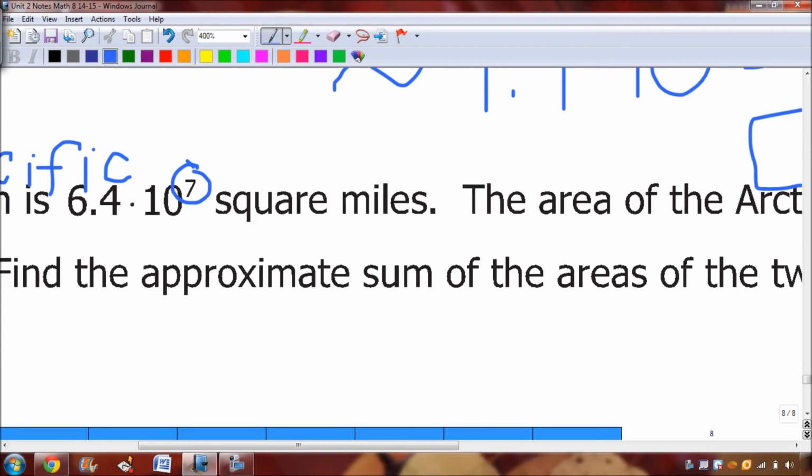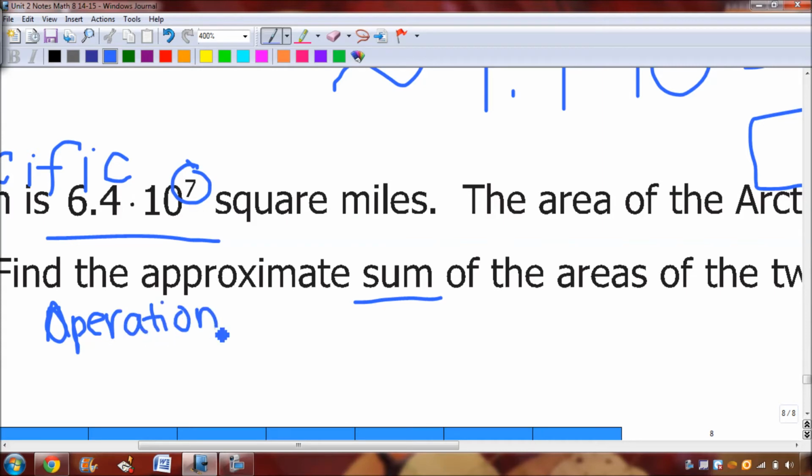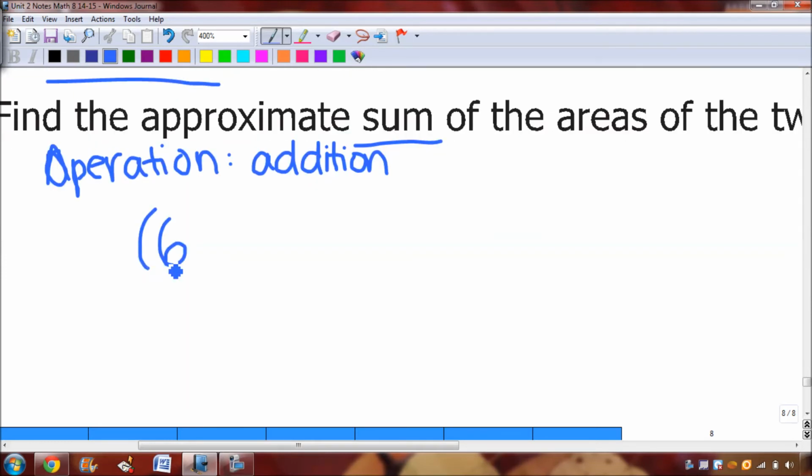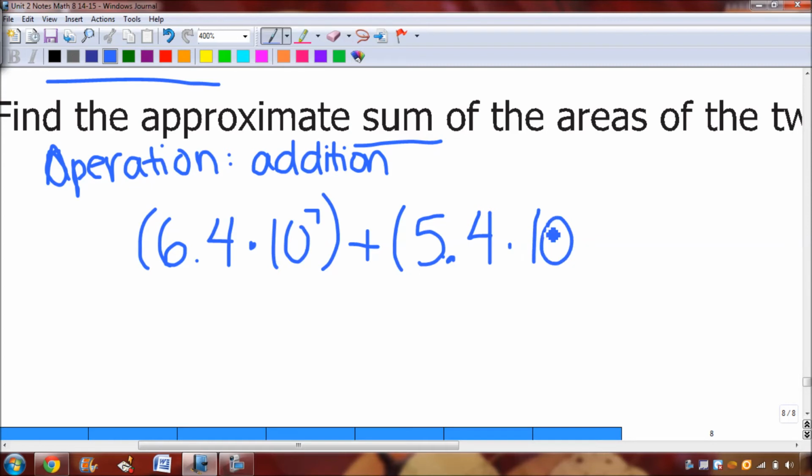And then the first question says to find the approximate sum of the areas of the two oceans. So I'm going to need to figure out how much it is when you do the sum, which means to add them. So I don't have to choose easier numbers to figure this out because it tells us what to do in the problem. But if it doesn't, you have to cross it off and use easier numbers. So the operation is addition. Okay, so I'm going to add my two numbers together. So I have 6.4 times 10 to the 7th power plus 5.4 times 10 to the 4th power.